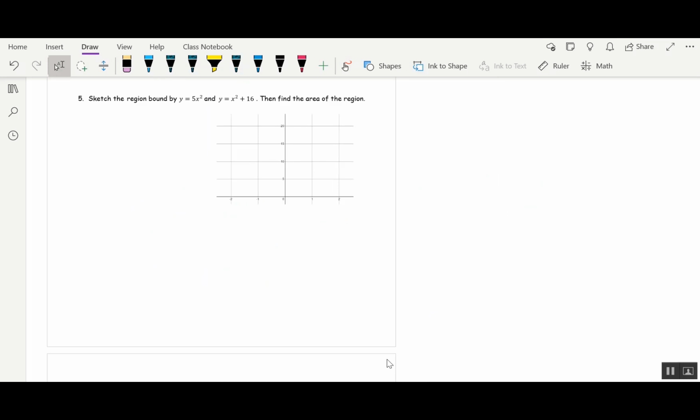Okay, one more. Sketch the region bound by these two parabolas and find the area. This first parabola, y equals x squared plus 16, goes through the y-axis at 16, and when x is either plus or minus 2, y is 20. So it goes through those 2 points, and it looks like this. The next parabola goes through the origin, opens up, and I'll show you in a minute, they intersect at x equals plus or minus 2.